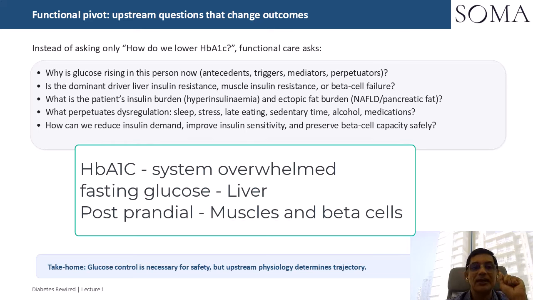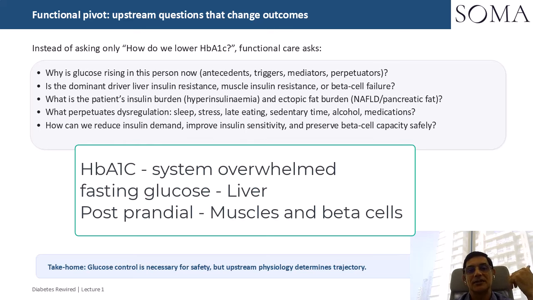So numbers become diagnostic clues, not moral judgments. This shift in thinking is the most important shift in this entire course. If you miss this, everything else becomes fragmented. And if you understand this, nutrition, exercise, medications, CGM and even supplements begin to make sense logically.